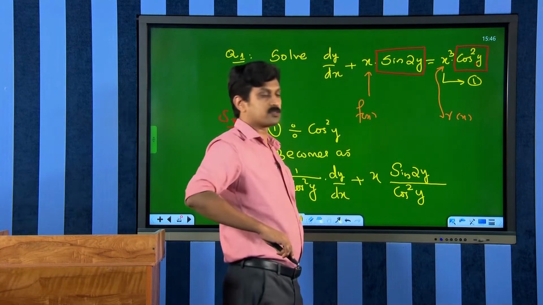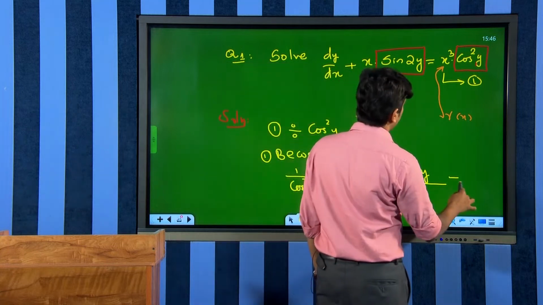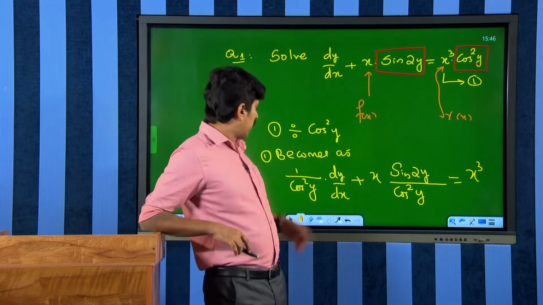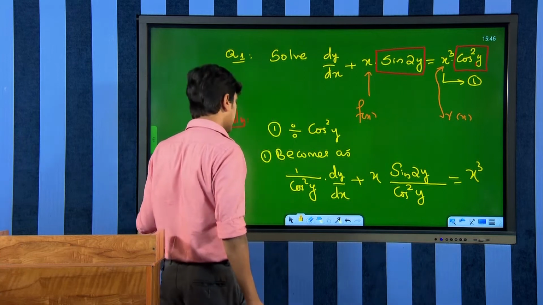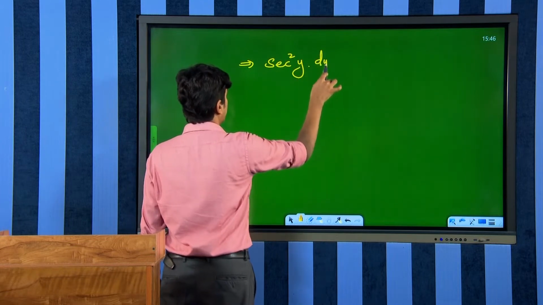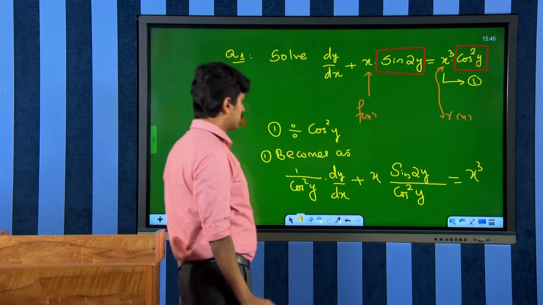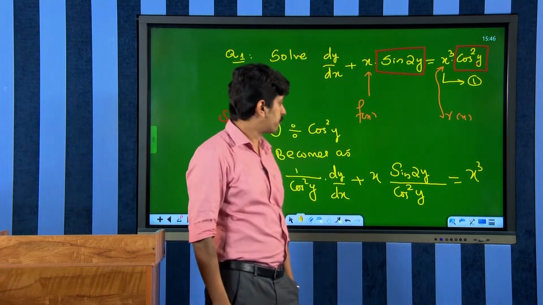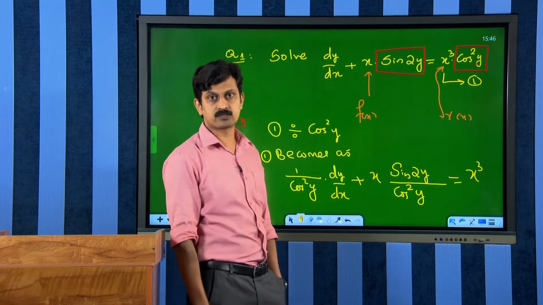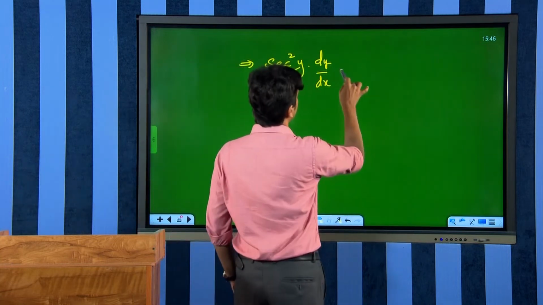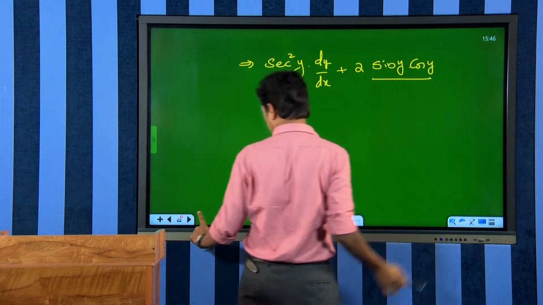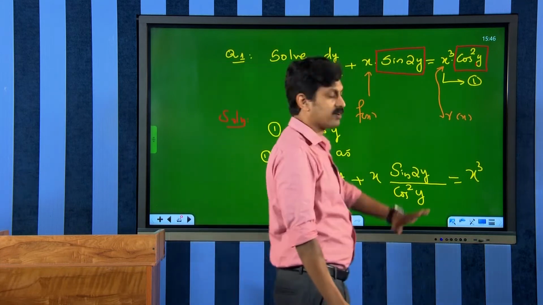sin 2y into cos square y. And finally, we will have x cube into cos square y divided by cos square y, the x cube only remains here. 1 by cos square y, the reciprocal of cos square y, is sec square y. This implies sec square y into dy by dx is equal to sin 2y. We can say that sin 2y is sin y cos y plus sin y cos y, 2 times sin y cos y, divided by, in the denominator, cos square y.